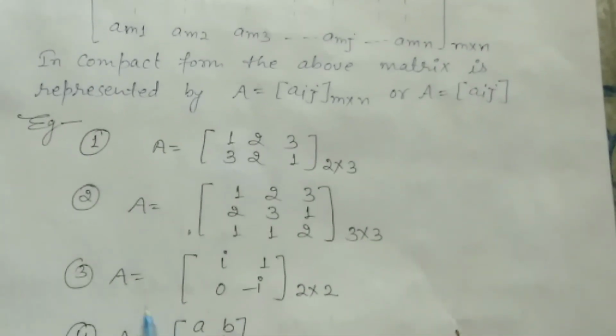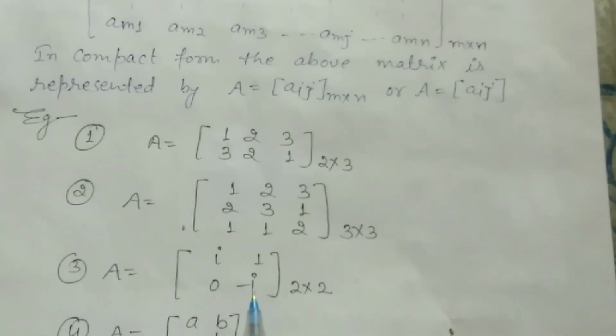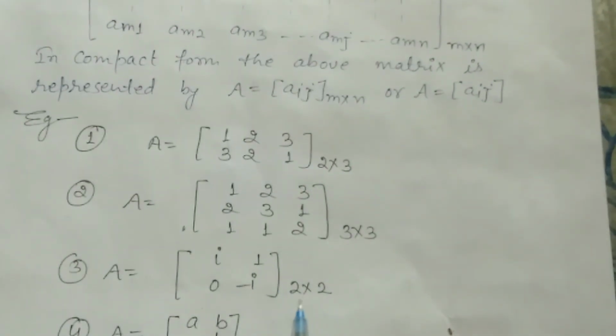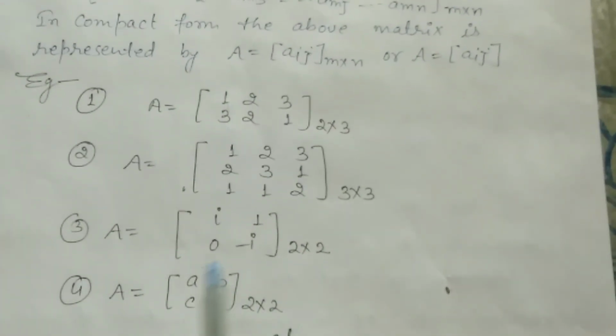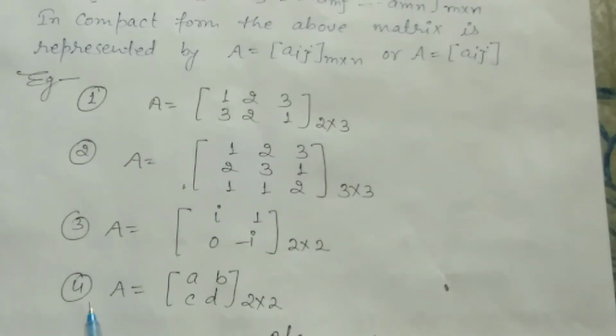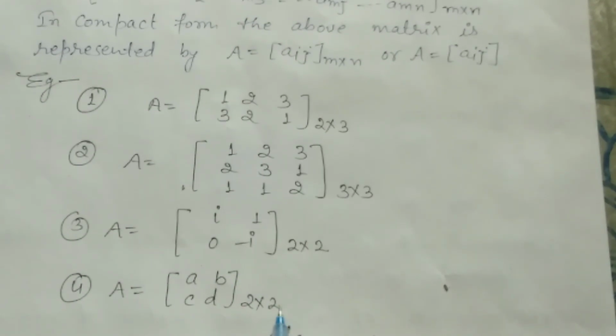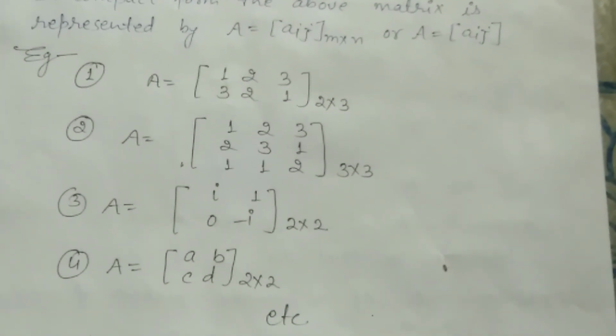And third example, A equals iota, 1, 0, minus iota. This is also a matrix of order 2. Okay, and see the next example of a matrix, A equals a, b, c, d. It is also a matrix of order 2, etc. Okay.